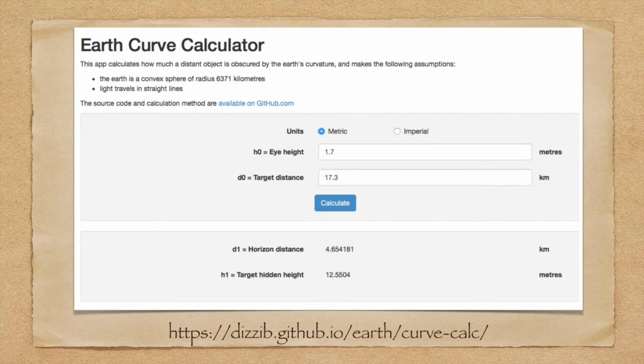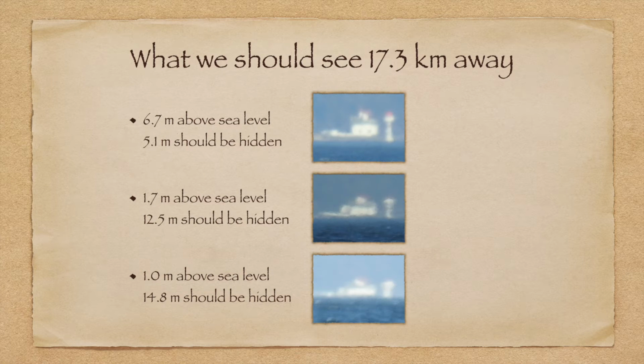According to the Earth curvature calculator, at an eye height of 1.7 meters and a distance of 17.3 kilometers, 12.5 meters at the target should be hidden. So I should not be able to see anything that is less than 12.5 meters above sea level, 17.3 kilometers away. And this is because of the Earth's supposed curvature. I made a slide of what we should see at this distance.